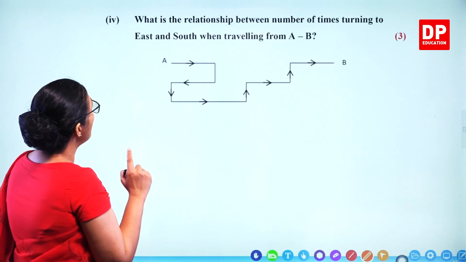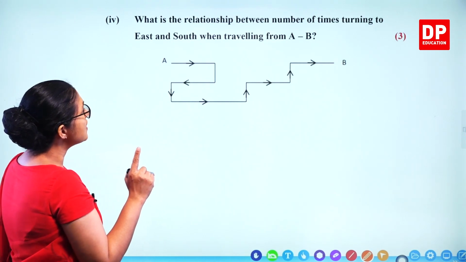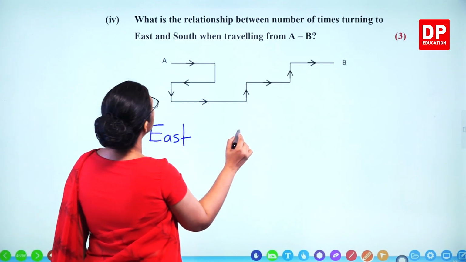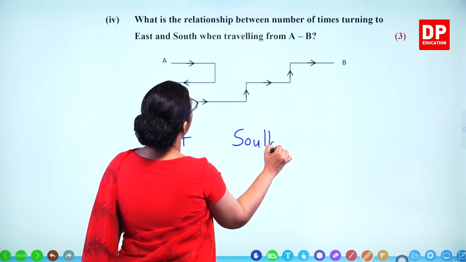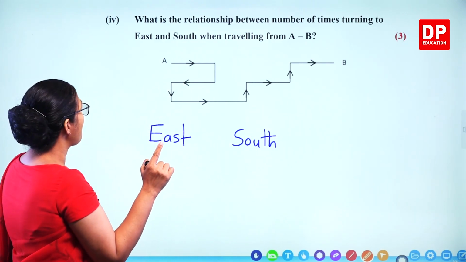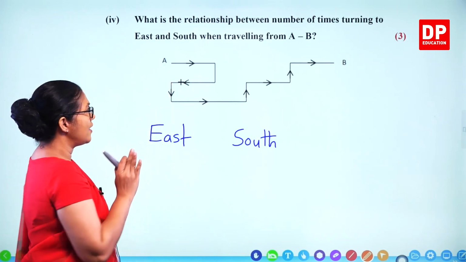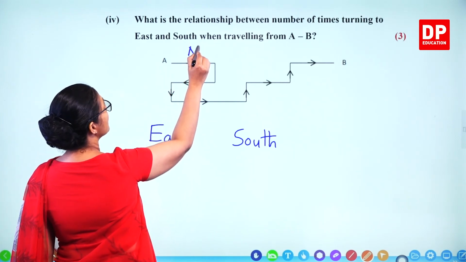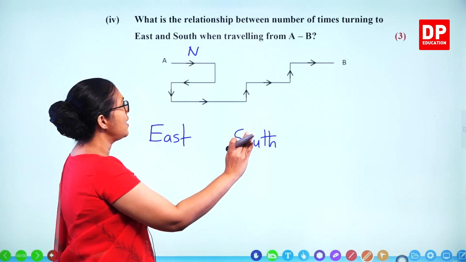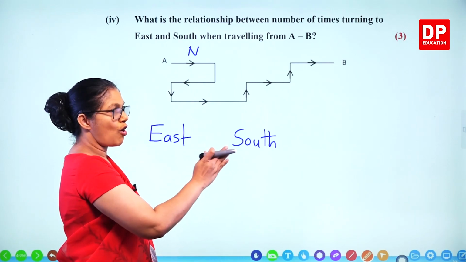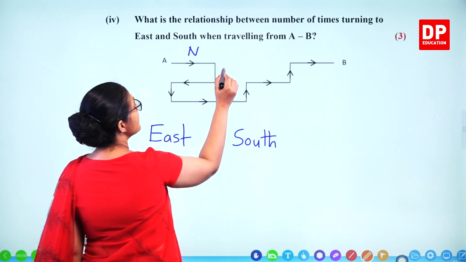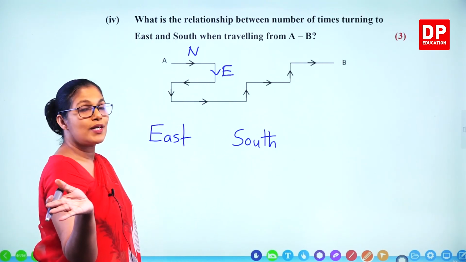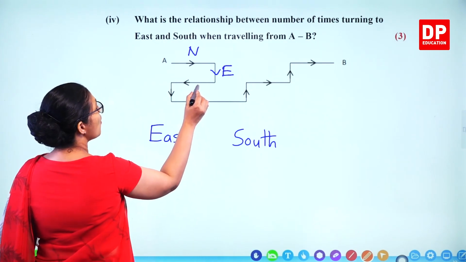And part 4, what is the relationship between the number of times turning to east and south when traveling from A to B? So we'll start from A. Think about A is here. So traveling this way, we have to take north. This way is north. Then moving to the right side, north 90 degrees this way, that's east. Then east 90 degrees towards the right side, that's south.